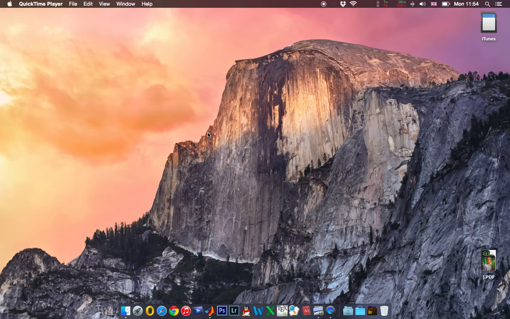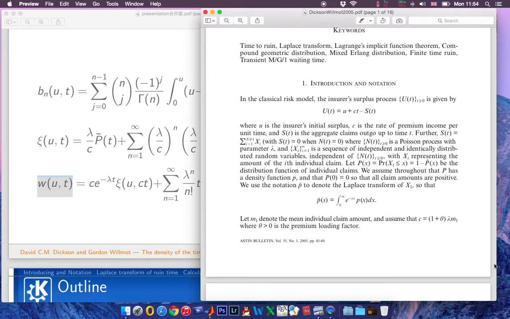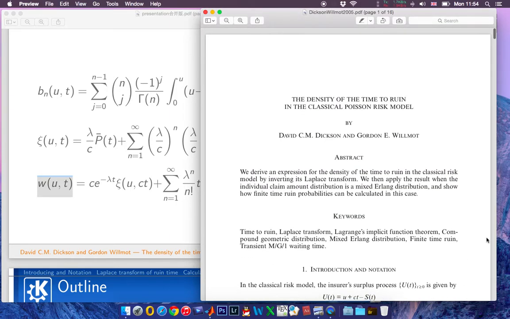I think this is the most appropriate time to say to anyone who may be concerned, because today we're going to show you one of the methods that we used to implement Dickson's paper in 2005 on how to calculate the finite time ruin probability.